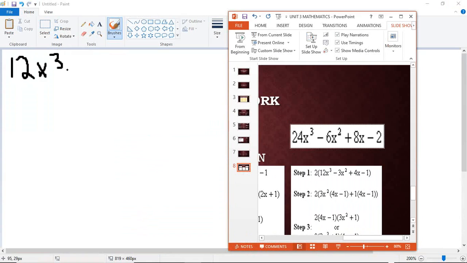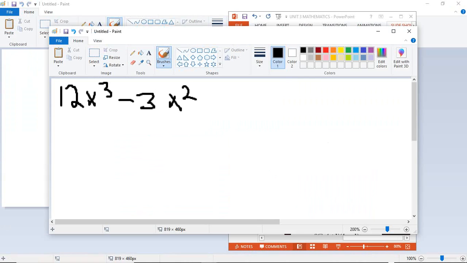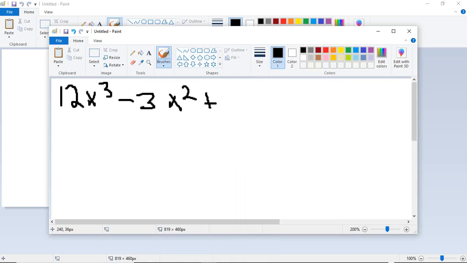Minus 3x squared plus 4x minus 1. So I'm going to use a different color for this. So you're just going to group this like that.